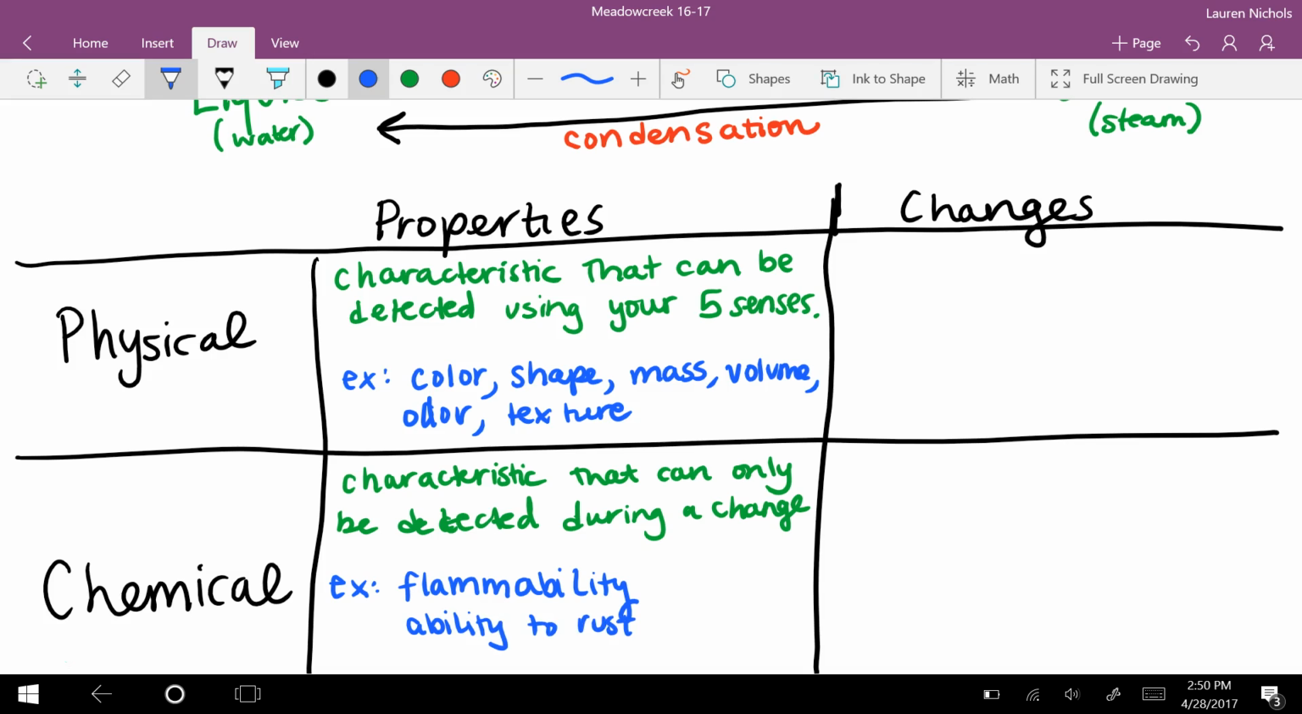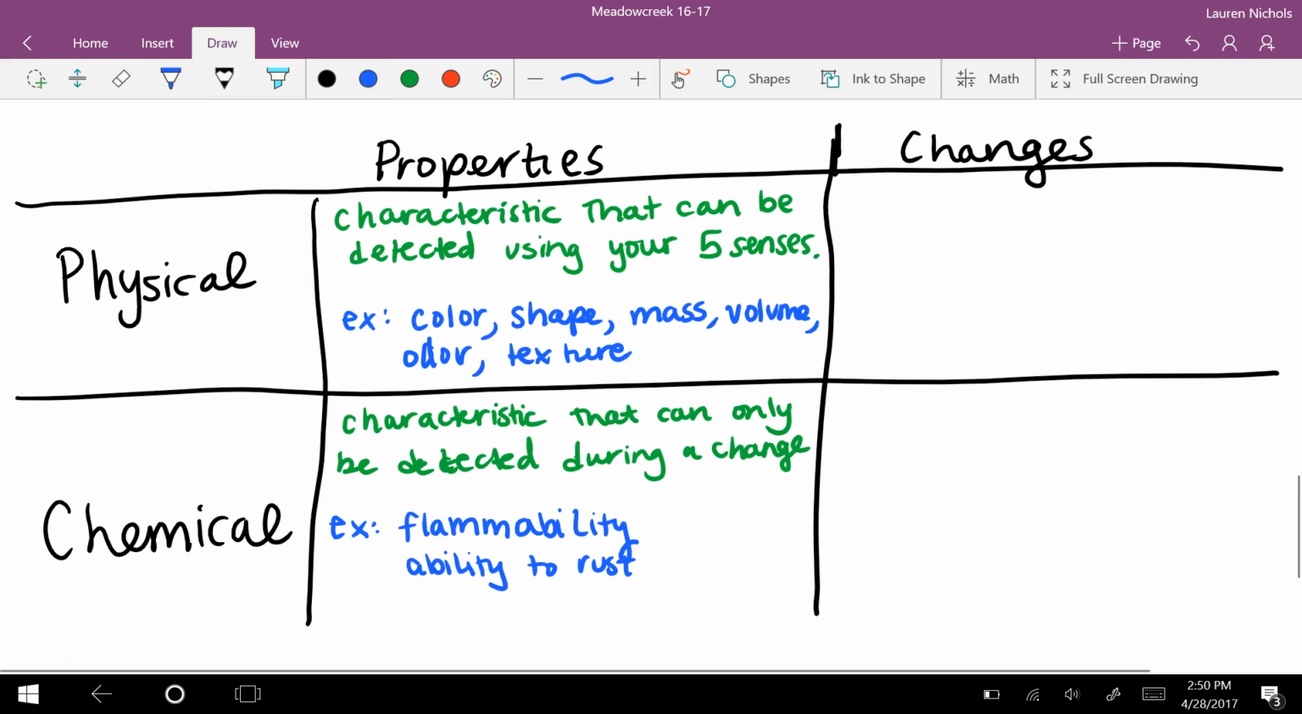The ability to rust. Okay, I don't know that my bike can rust until I leave it out in the rain and outside, and then I realize, hey, it starts to rust. Okay, corrosion. Okay, corrosion or corroding.